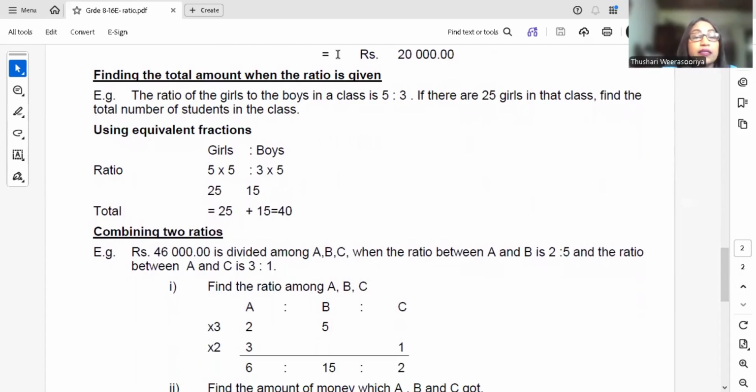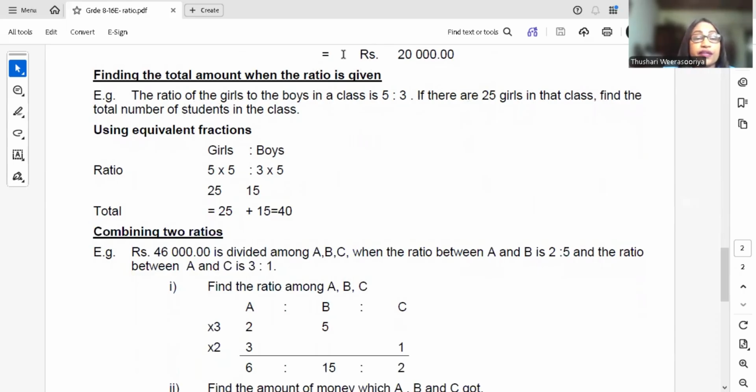Right. Look at this question. Finding the total amount when the ratio is given. Look at the example. The ratio of the girls to the boys in a class is 5:3. If there are 25 girls in that class, find the total number of students in the class.